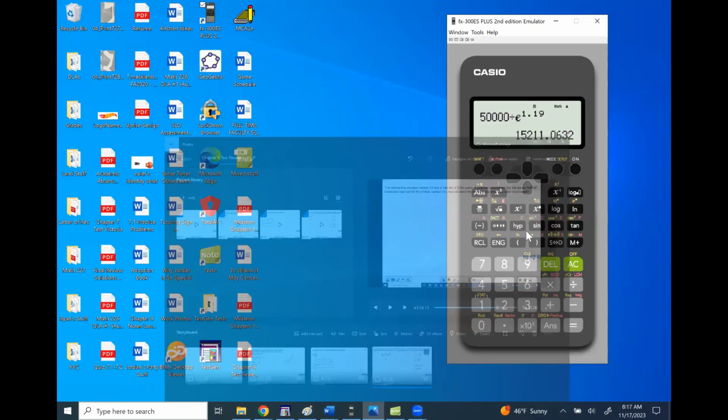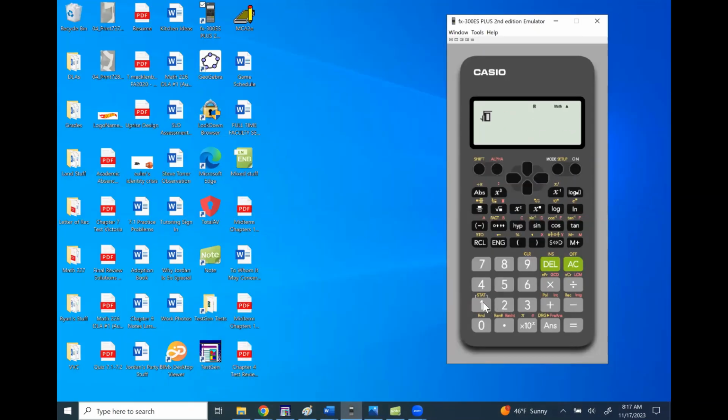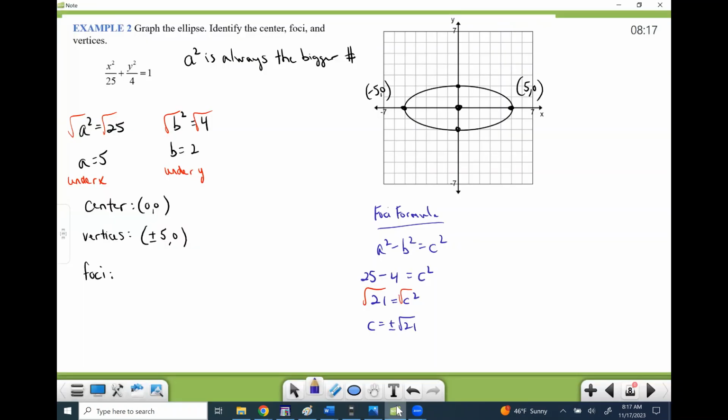Okay, finally. Square root of 21 is like 4.6-ish. Now we don't need that for the answers that we're going to put in because we don't want to round. But as far as graphing it, I'd like to know it's 4.6 because I'm going to go on the major axis: 1, 2, 3, 4.6. It's going to be super close to the edge, really close to the vertices in that case.